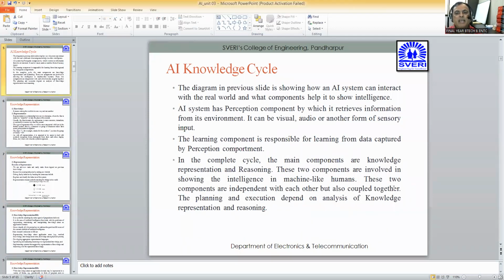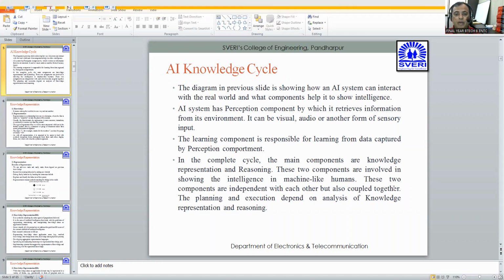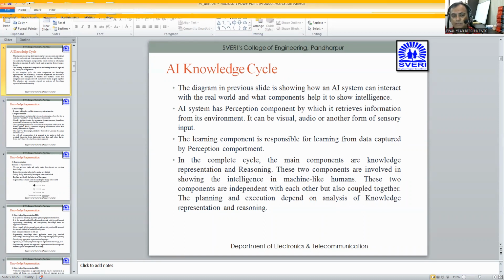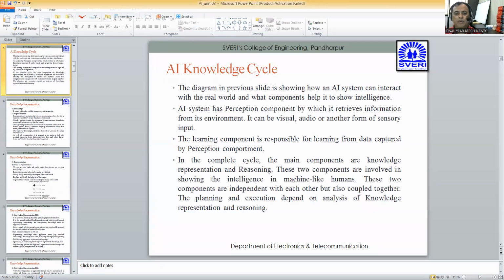The diagram in the previous slide is showing how an AI system can interact with the real world and what components help it to show intelligence. So yes, what the diagram we have seen is about interacting with the real world, that is nothing but the environment, and what components are there actually which help it to show its intelligence. The AI system has a perception component by which it retrieves information from the environment, which could be audio, visual, sensory, and all those things. The learning component is responsible to capture the data and study what is provided by the perception component. So study karna, learn karna, to learning component.